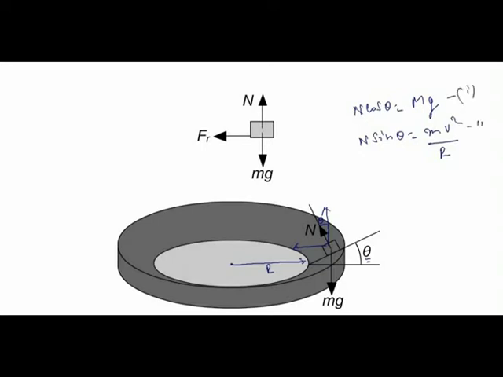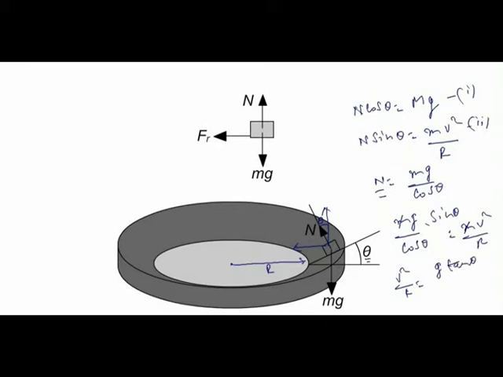So from equation 1 we have n is equal to mg by cos theta. So if we put the value of n in equation 2, we get mg by cos theta into sin theta is equal to mv square by r, or we can cancel out m. So v square by r will be equal to g tan theta, or v will be equal to root under rg tan theta.